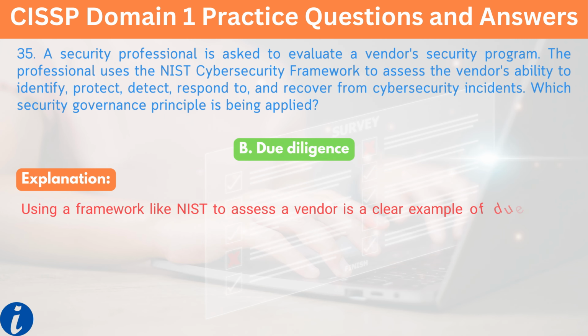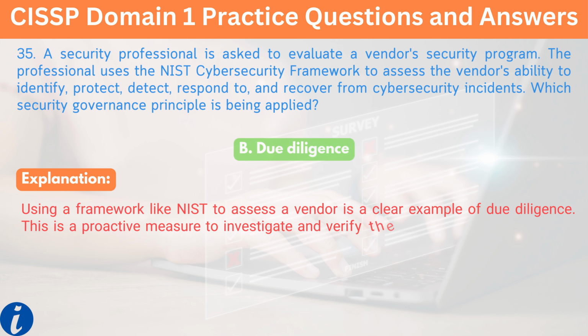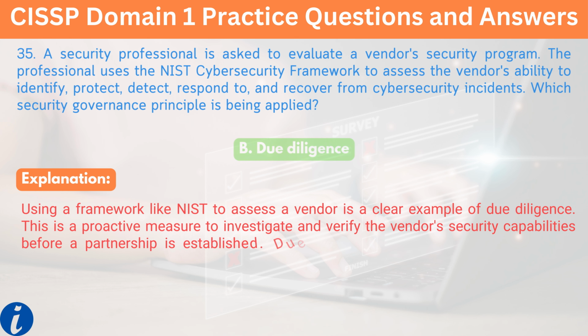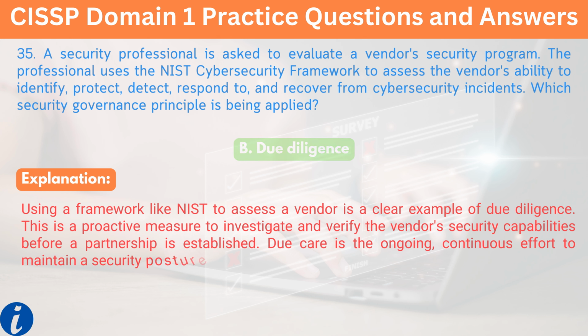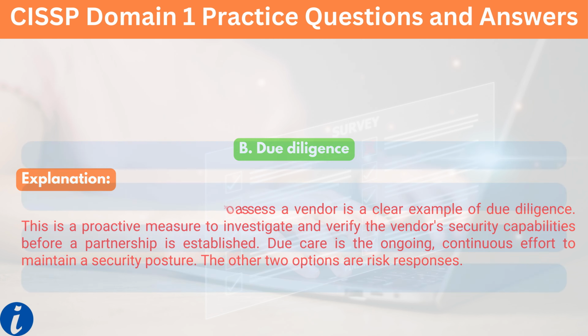Due diligence. Explanation. Using a framework like NIST to assess a vendor is a clear example of due diligence. This is a proactive measure to investigate and verify the vendor's security capabilities before a partnership is established. Due care is the ongoing, continuous effort to maintain a security posture. The other two options are risk responses.